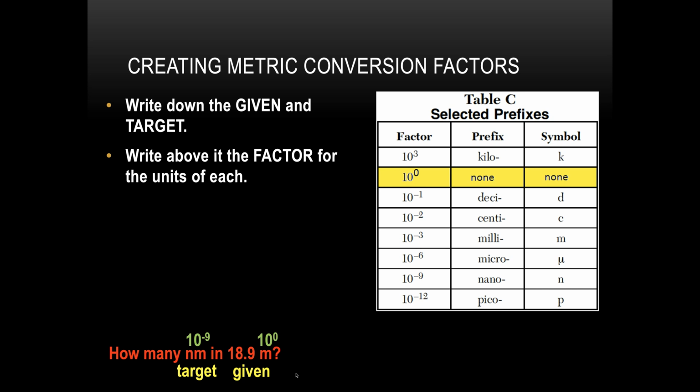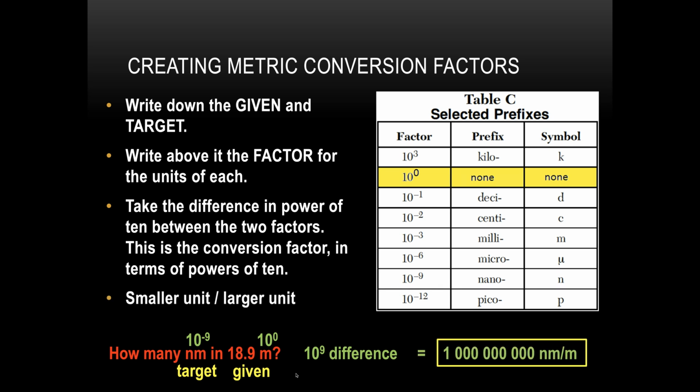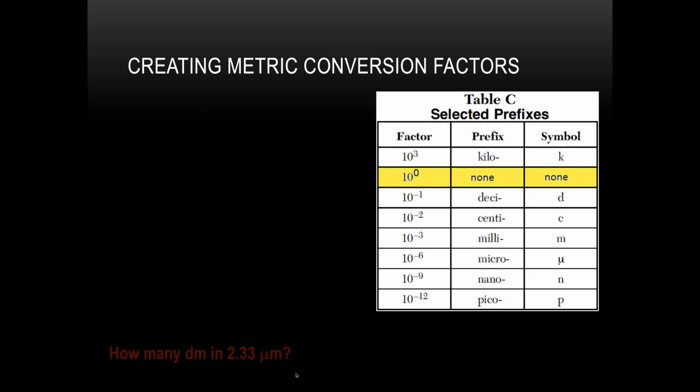So negative 9 and 0, that's 9 powers of 10, 10 to the 9th, which is a 1 followed by 9 zeros, which is a billion. So there's a billion nanometers, which remember, that's about the size of an atom, in a meter. And then we would use that conversion factor to solve the problem.